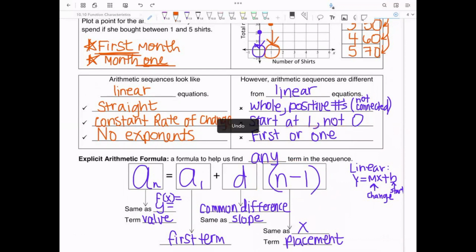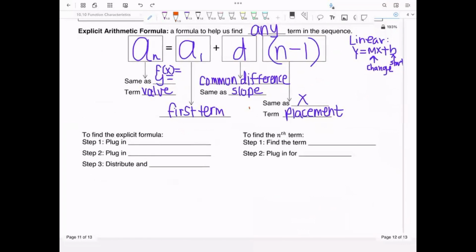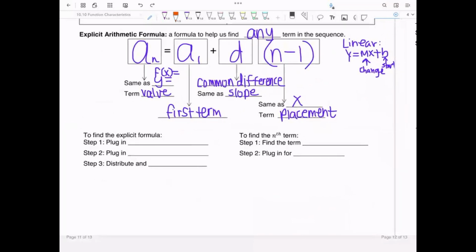All right, so to write an explicit formula, all we need is our first term and our common difference. Just like linear equations, you need what it's changing by and where it starts. And then we just distribute and combine like terms.